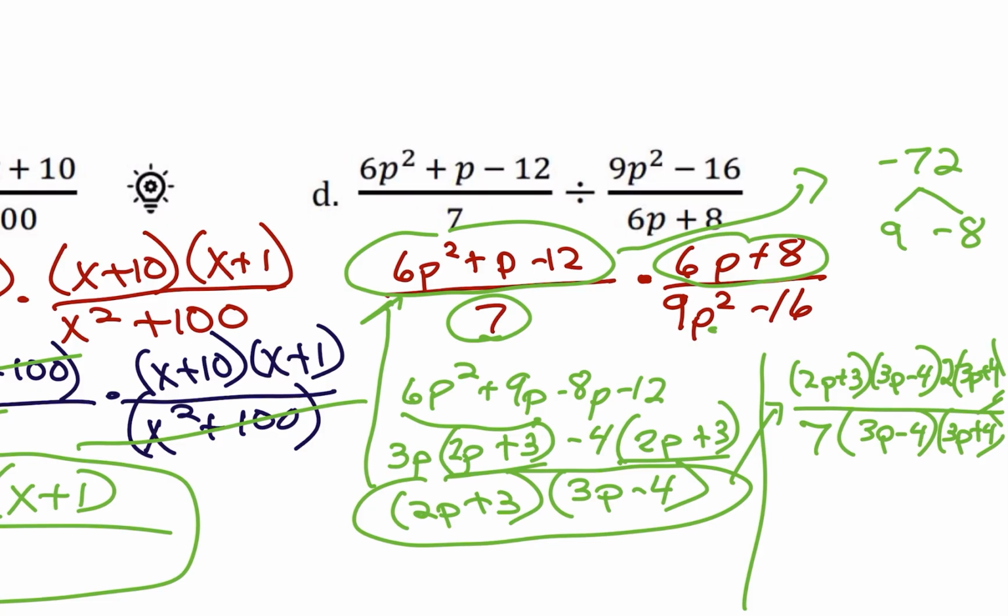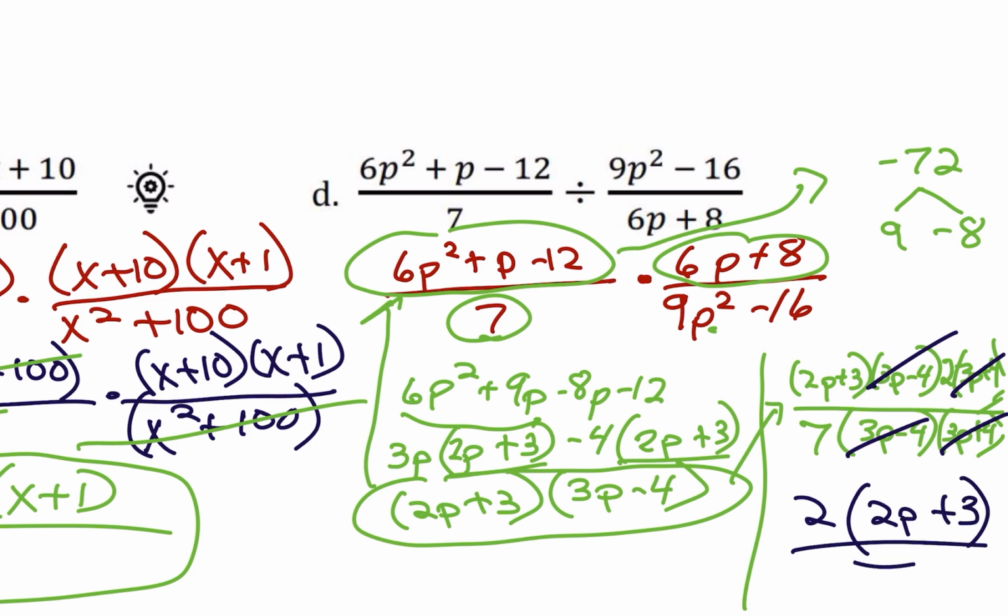Okay, now's the fun part. Let's cancel, especially because this is a little messy. So 2p plus 3 does not cancel, but 3p minus 4 cancels with 3p minus 4, and 3p plus 4 and 3p plus 4. So in the numerator, we simply have a 2 and a 2p plus 3, and in the denominator, we simply have 7, and we're done.